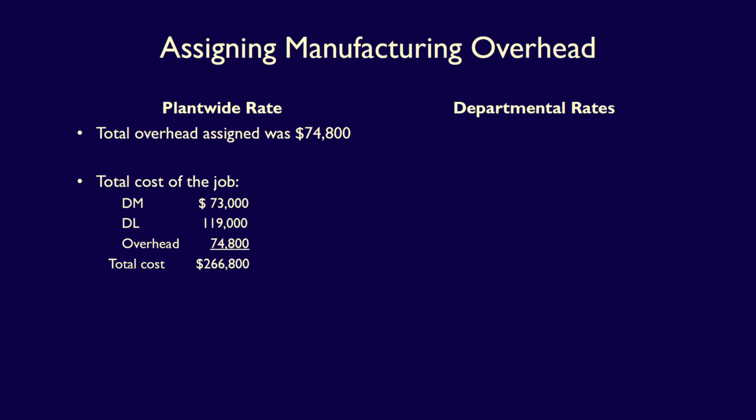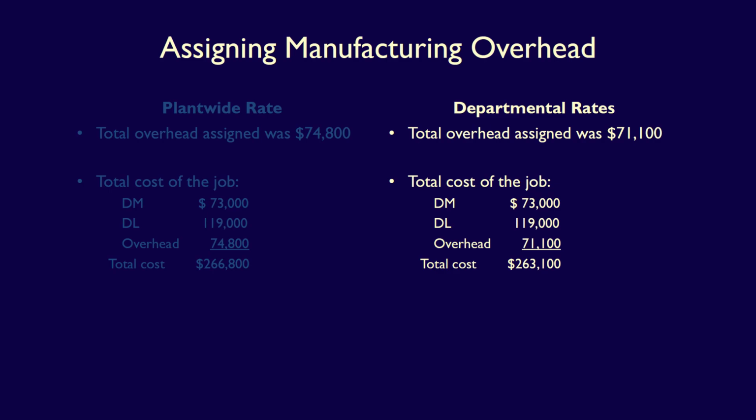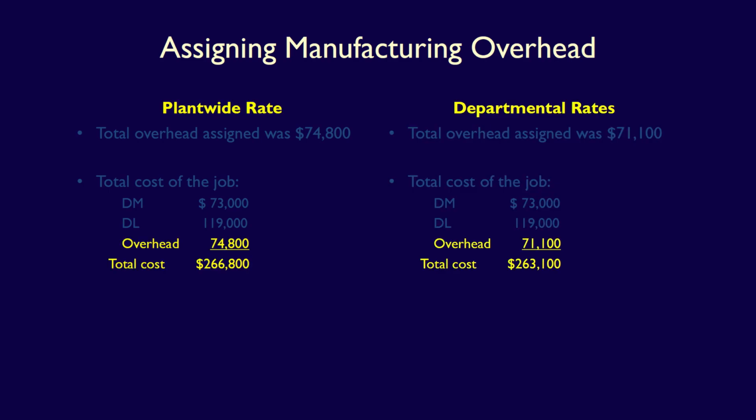However, if Camilla Inc. uses departmental rates instead in order to apply overhead, then the total overhead assigned would be $71,100. The total cost of the job is therefore direct materials of $73,000, direct labor of $119,000, overhead applied of $71,100 for a total cost of $263,100. Notice that the direct materials and the direct labor costs do not change. Only the overhead applied changes between the two different methods.